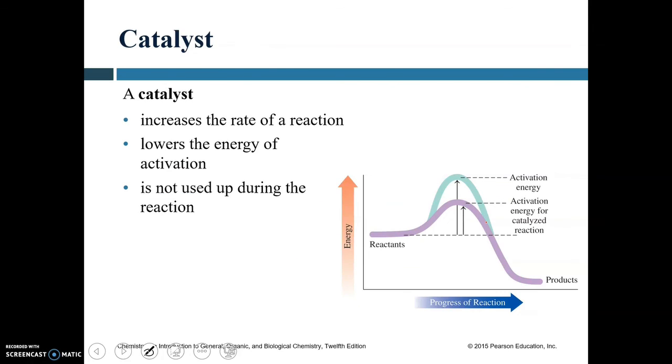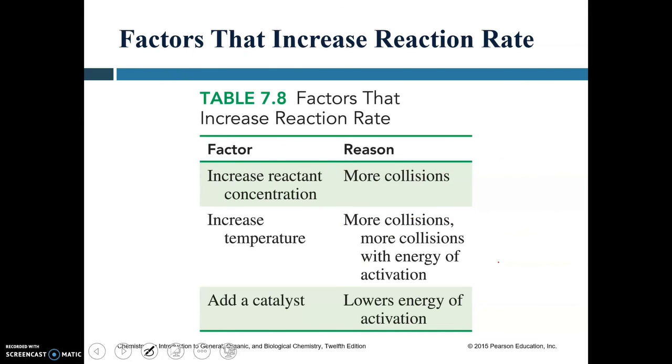The same happens when you increase the concentration of reactants, because there will be more collisions between molecules with energy of activation. The catalyst, a special chemical that does not participate in the reaction, increases the rate of the reaction by lowering the activation energy. You see, the activation energy is a bit of a hump that the reaction has to go over, and a catalyst decreases the activation energy. And a catalyst is not used up during the reaction, it remains unchanged.